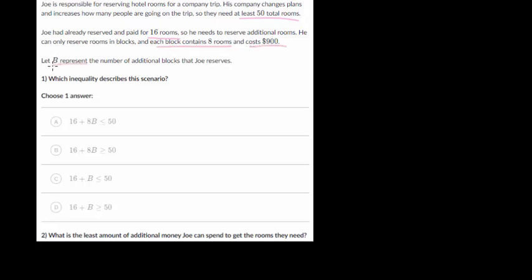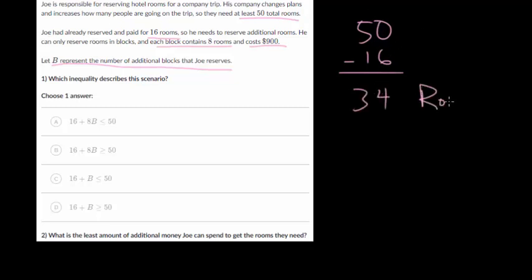So let B represent the number of additional blocks that Joe reserves. Just looking at this problem, he needs at least 50 rooms, but he's already paid for 16. So if we take the 50 that we need and take away the 16 that Joe has already reserved, what we get is 34 rooms that need to be booked. So we can say that the rooms has to be bigger than or equal to 50. And like I said, we've already got our 34 rooms.